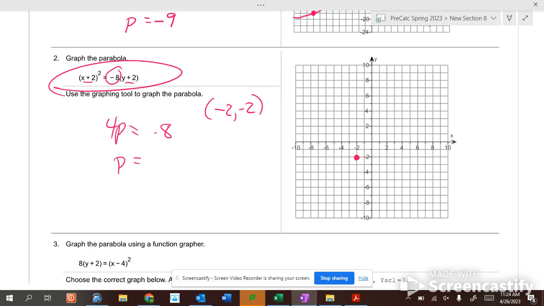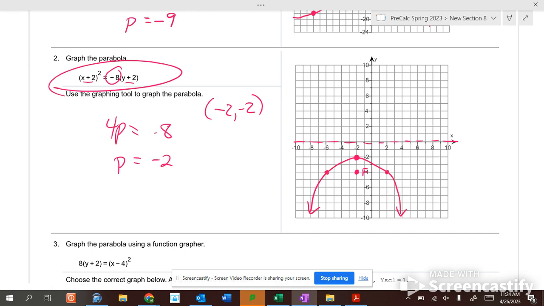If 4p equals negative 8, p equals a negative 2. So 2 down is the focus. 2 up is your directrix line. Okay? How far are the focus and directrix away from each other? 4. They're 4 away from each other. Focus and directrix are 4 away. So we go 4 to the right of the focus and 4 to the left of the focus. And we draw in our parabola.